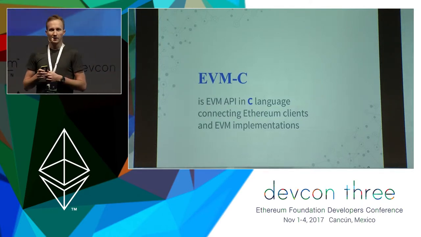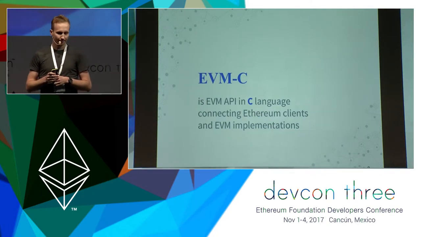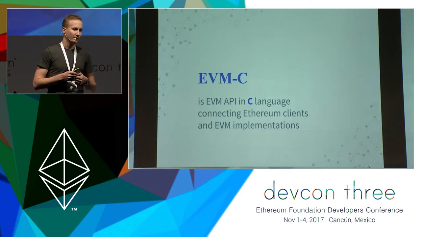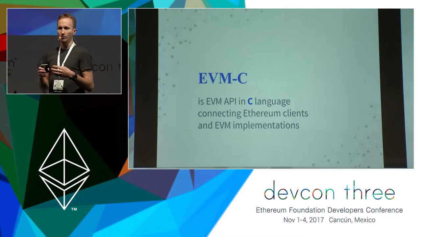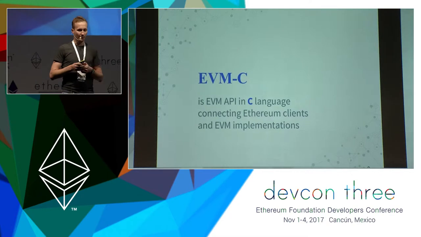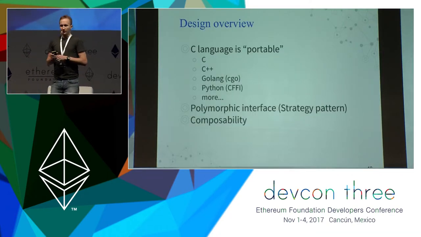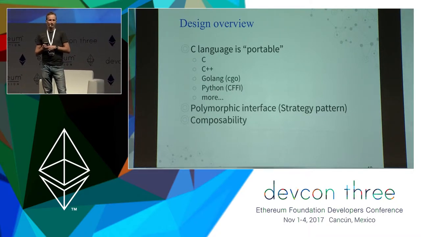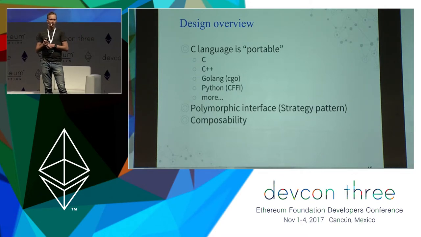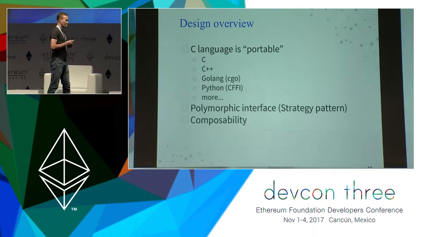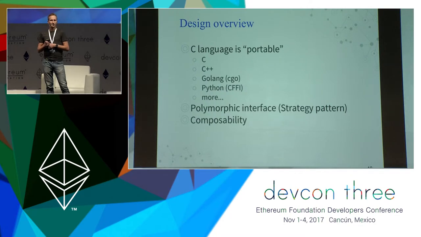Okay, so EVM-C is one of the possible solutions to this problem, and it's exactly what I meant before. It's an EVM API that uses the C language to connect these two now separated components, the Ethereum Virtual Machine and the Ethereum client. And why was the C language chosen? Not because it's the most beautiful one, but because C is accessible from many programming languages. The obvious examples are C and C++, but for many popular languages that are around, you can at least use some C libraries and execute functions from C libraries from those languages.